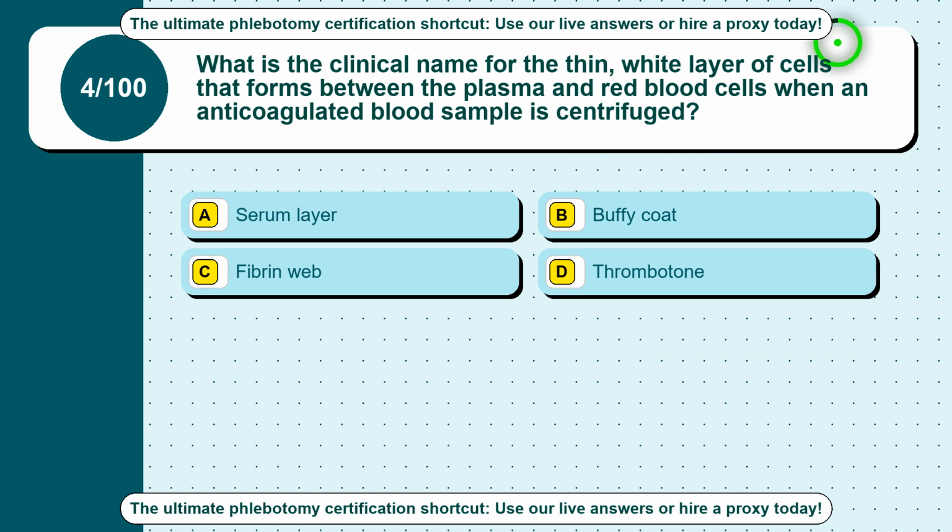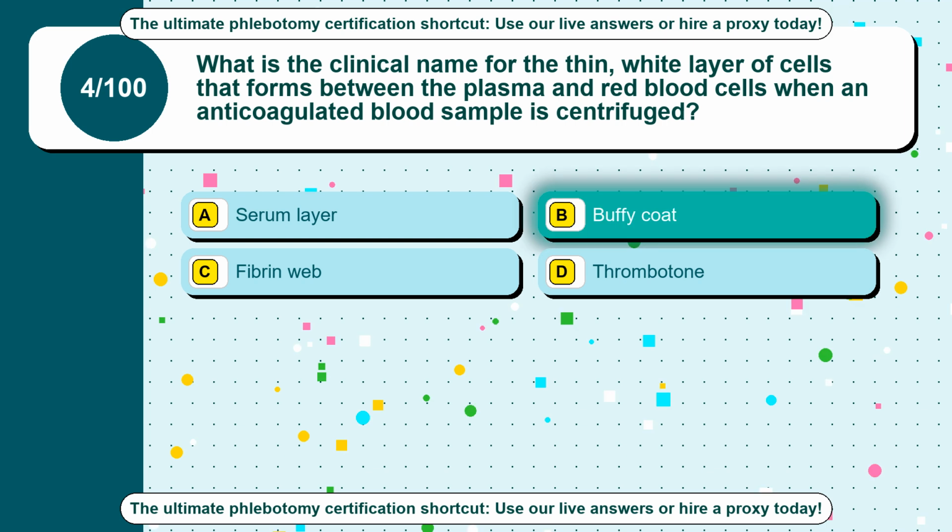Question 4. What is the clinical name for the thin, white layer of cells that forms between the plasma and red blood cells when an anticoagulated blood sample is centrifuged? Option A. Serum layer. Option B. Buffy coat. Option C. Fibrin web. Option D. Thrombotome. The correct answer is option B.